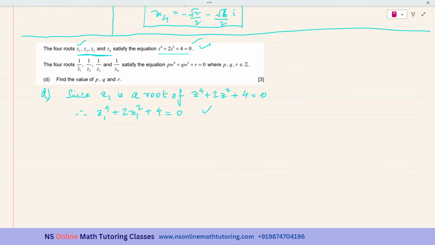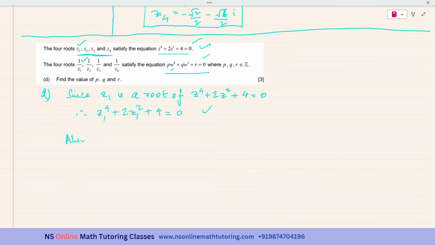And now they are saying the four roots, 1 over z1, 1 over z2, 1 over z3 and 1 over z4 are the four roots of this equation. So for this equation, let me take 1 over z1 because I have taken z1 for this. I can take any of these four. So let me take 1 over z1 and let me substitute 1 over z1 in place of w.